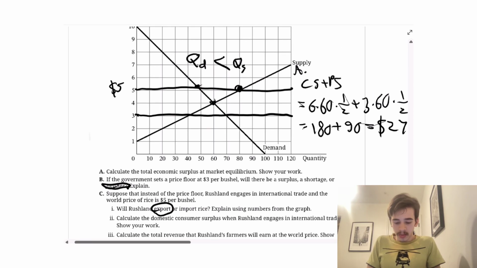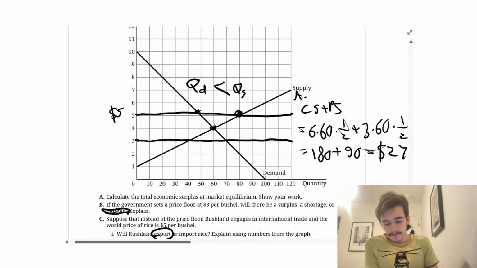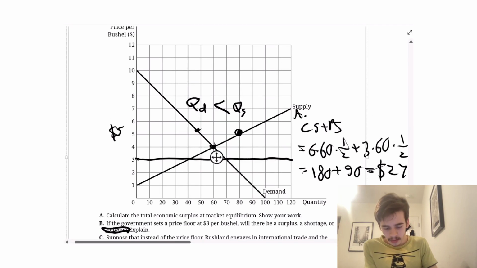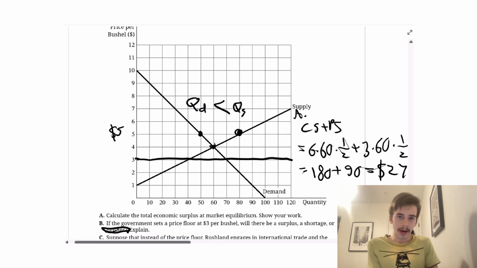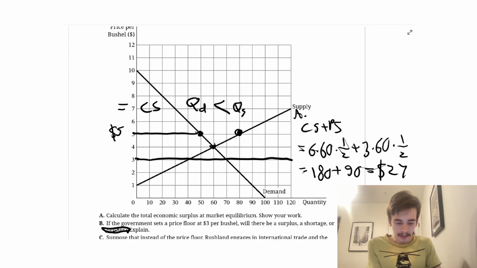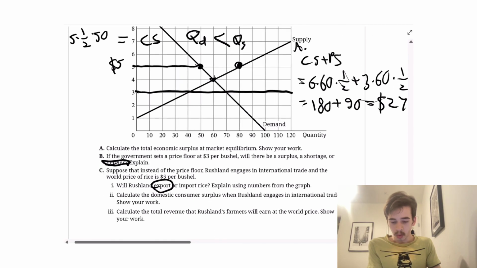Calculate the domestic consumer surplus when Russia engages in international trade. Well, okay. Consumer surplus, right? Well, we're charging a higher price, so there are not as many people willing to buy it for a greater price than that. So consumer surplus will decrease. It will be the area of this new triangle, which will be equal to, oh, it's easy. 10 minus 5 is 5 times 1/2 times the new quantity, which is 50, not 60. And that gives you $125 of new consumer surplus.